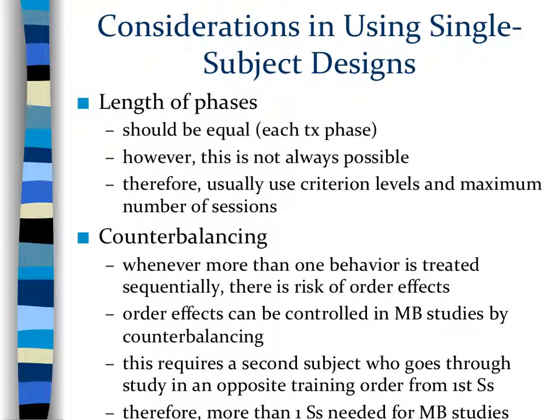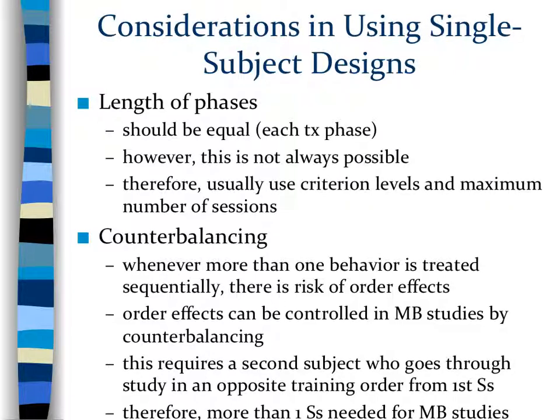So some considerations when using single subject designs is the length of the phases. The length of the phases should be equal in each treatment phase. However, this is not always possible. Therefore, usually we use criterion levels and maximum number of sessions. And once again, when it comes to single subject design, you cannot really determine what the length of the intervention would be, because we have to wait until we reach a stable phase, whether it is in baseline or intervention. So we cannot determine how long the study would go on, and we really have to be careful about that.